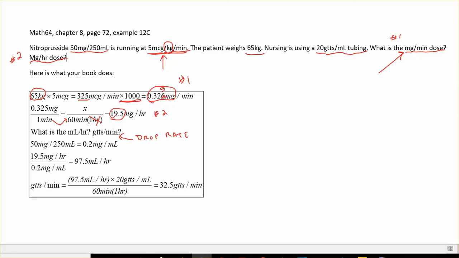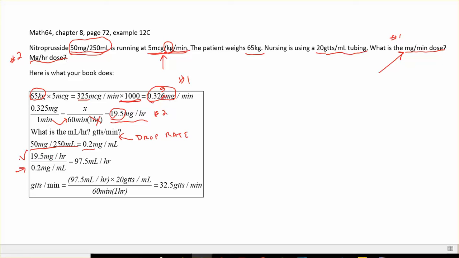Well, there's a thing in the original problem right here that does go from milligrams to milliliters. What they've done is take that information right here and divide 250 into 50, and they think of it as simplifying that. So from that they get 0.2 milligrams per milliliter. That's the strength. So they took the answer 19.5 milligrams per hour, put it right here, and then they took this conversion over here, milligrams to milliliters, and put it right here.